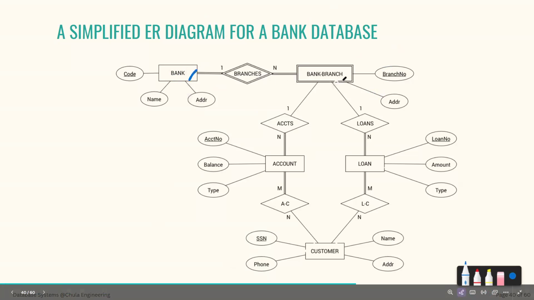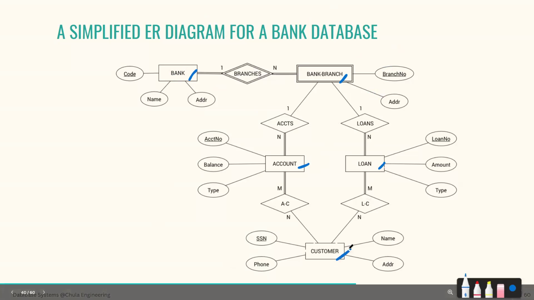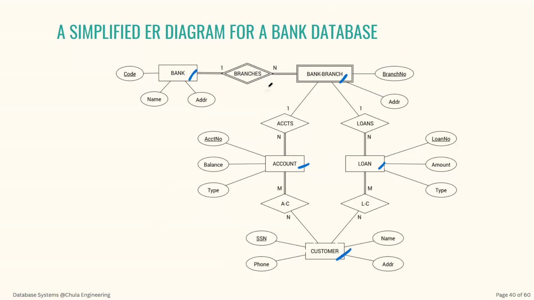Bank is an entity, bank branch, you have account, you have loan, and you have customer, right? So in this one, how would you read this ER diagram? You can read it starting from anywhere. Whenever you have an ER diagram, you take a look at any of the entities and say, okay, I have a bank, and a bank has many branches. I can say that one bank can have n branches.